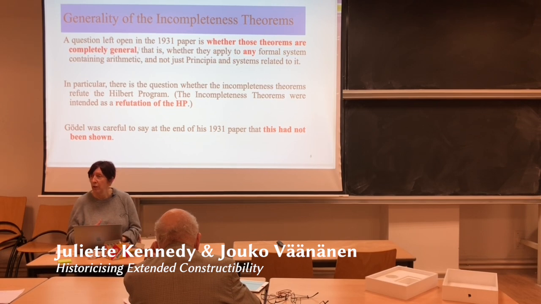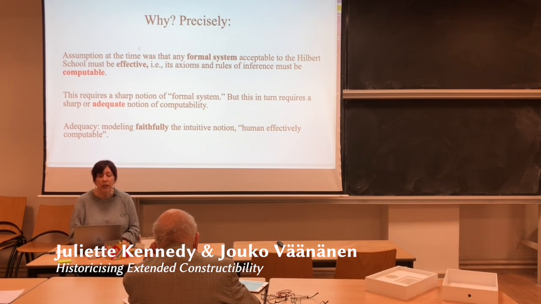And a careful reader of that paper will notice that Gödel was very careful to say at the end of his '31 paper that he hadn't shown this. He hadn't actually shown this. And why is that? Well, the assumption at the time was that any formal system acceptable to the Hilbert school must be effective. That is to say, axioms and rules of inference must be, as we would call it today, computable. So the proof predicate has to be something like primitive recursive.